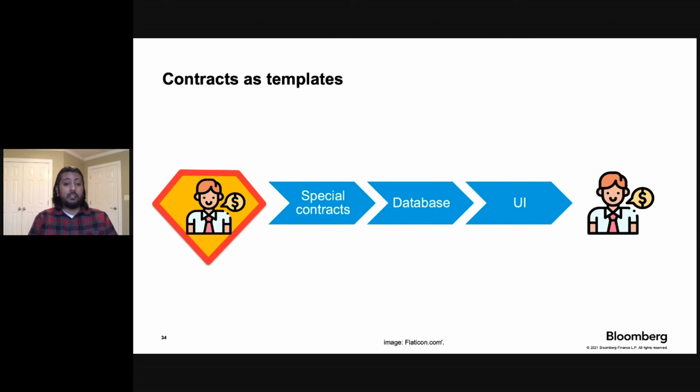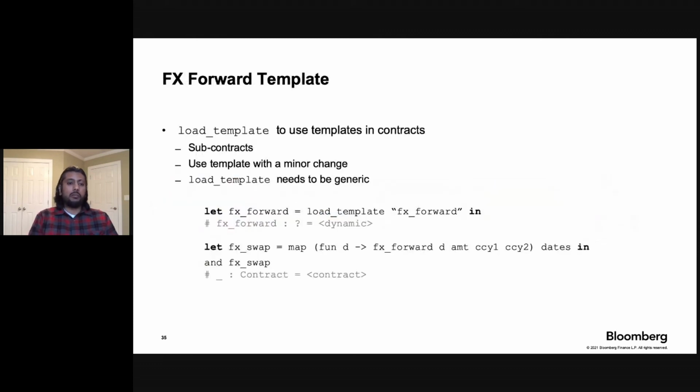Now, it would definitely be beneficial if these templates can be used in BCL code. And this is exactly what the maintainers can provide through a load template primitive. So the load template primitive can be used to load these templates which are stored in the database into your contract code. So for example, if my forward contract was a template, I can load that template into my code and then use it in a swap contract, just as I did previously. But this follows that the load template needs to return a dynamic type, because your templates could return various types, and you want to use the same primitive to load any kind of template.